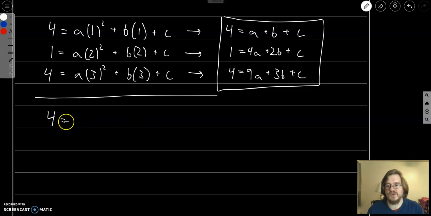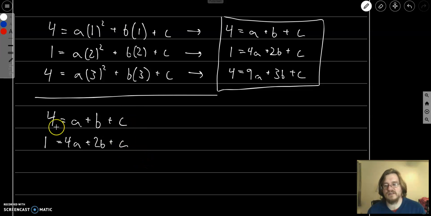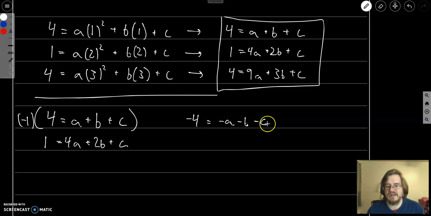So we've got the top two equations. 4 is equal to A plus B plus C. And 1 is equal to 4A plus 2B plus C. So the C's are the same sign, so if I want to add them together, I maybe want them to be opposite signs. So I'm going to take this top one and multiply it by -1. And we will get -4 is equal to -A minus B minus C. The bottom will stay the same.